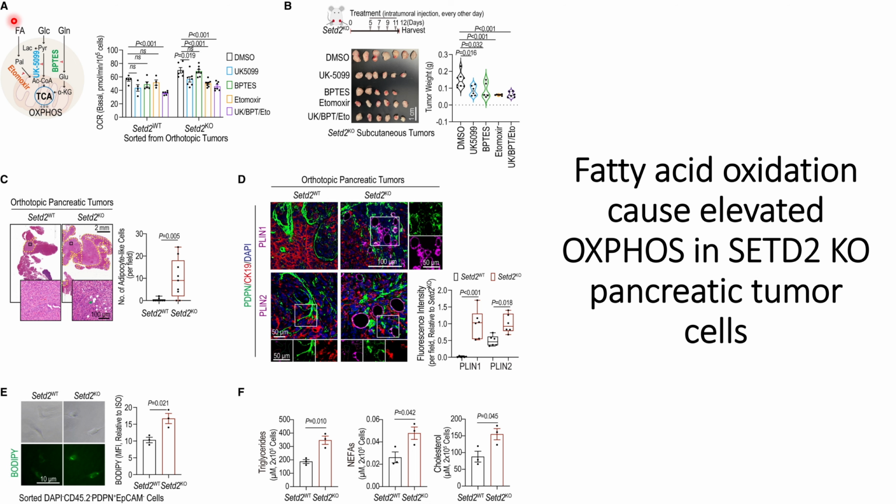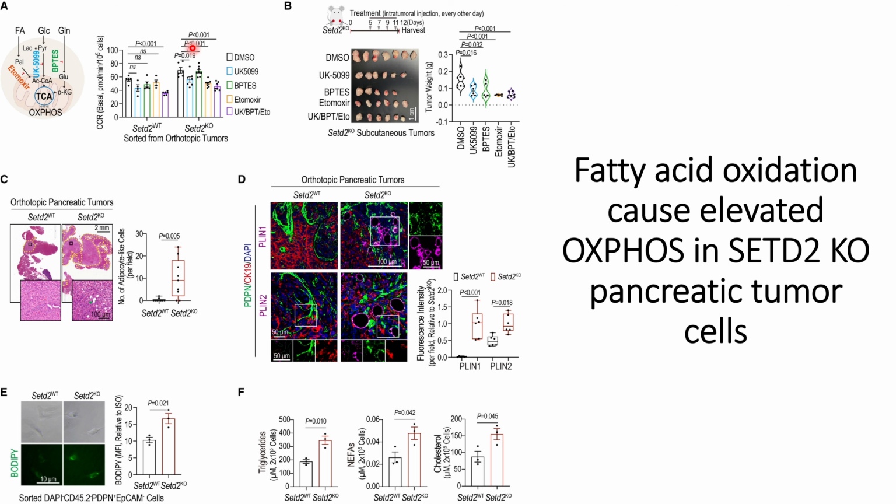In order to inhibit the fatty acid pathway, they use etomoxir, and to inhibit the pyruvate pathway, they use UK5099, and to inhibit glutaminase, they use BPTES. And what they found from the oxygen consumption rate analysis of the cells is that in the SETD2 knockdown cells, the etomoxir has caused a significant reduction in the elevated OXPHOS compared to the other inhibitors.